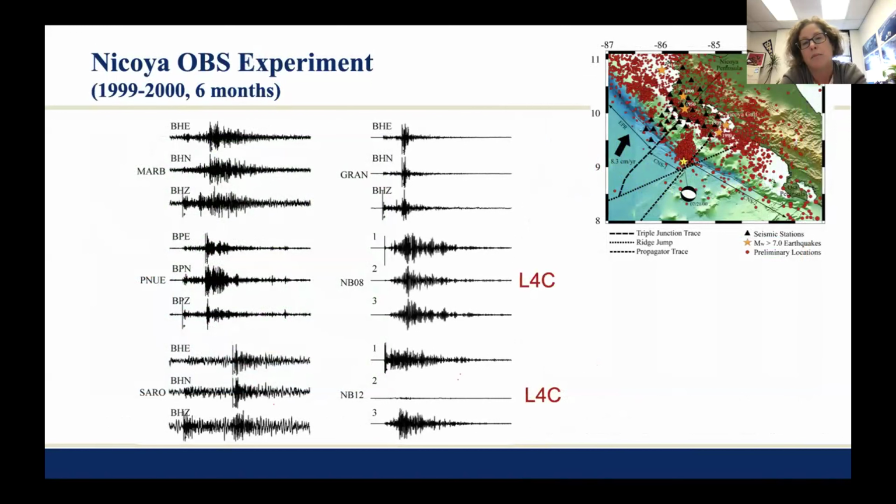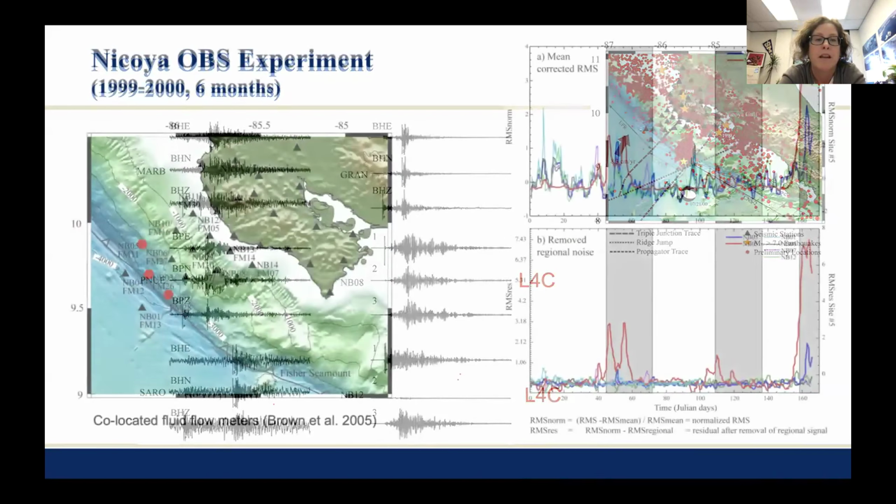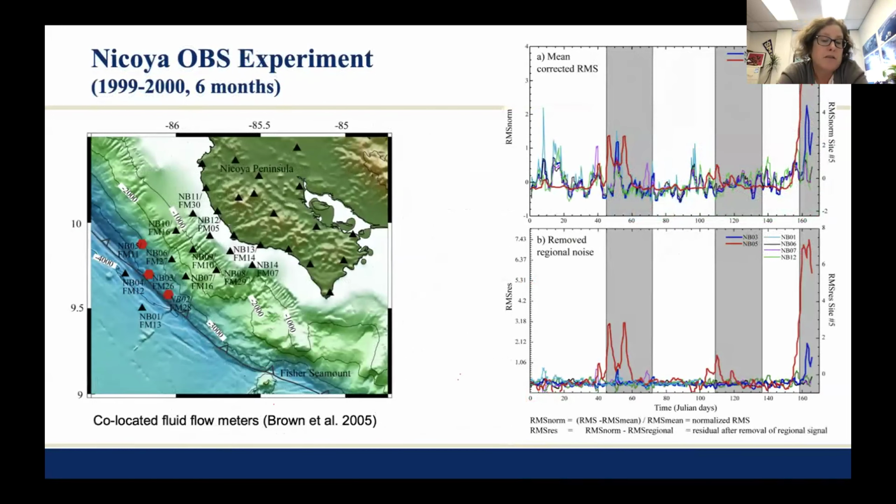I think we pulled the OBS right before that outer rise earthquake happened. That's one of the problems with the experiment. We did some interesting work with these data. We extracted the noise spectrum, removed the tidal signature and things like that.